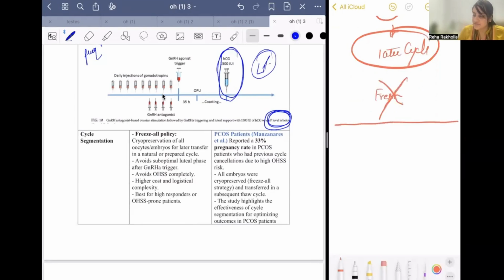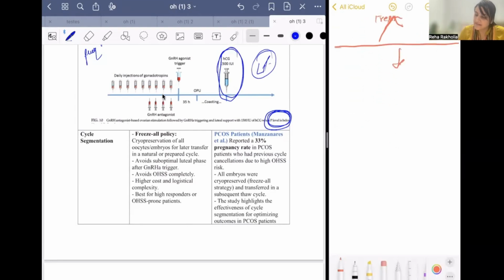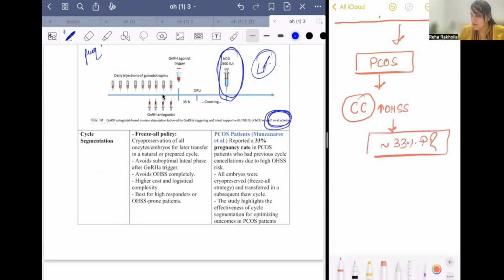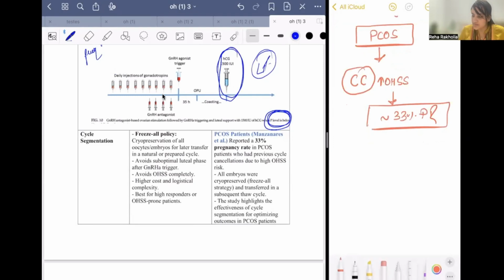The main advantage of this method is that it completely eliminates the risk of late onset OHSS, which is triggered by rising HCG level in early pregnancy. This method is particularly beneficial for PCOS patients, as studies have shown that patients who previously had cycle cancellation due to high risk of OHSS achieved a 33% pregnancy rate when they underwent a freeze-all cycle and later embryo transfer.